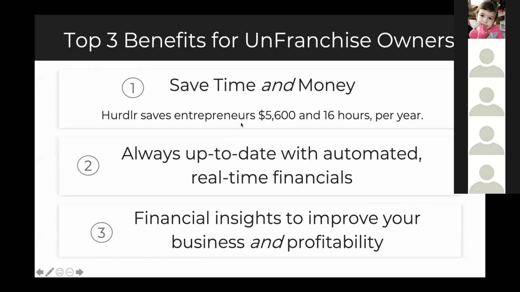So the top 3 benefits overall for unfranchised owners. Number 1 is to save time and money. Hurdlr can save you on average about $5,600 and 16 hours per year. So we're going to talk about time tracking and things that can save you time, and also, of course, how to use this application so that you can maximize the potential tax benefits. That's just an average, the $5,600. Yours might be more or less, but that's certainly more money in your pocket. JR always says that money saved is money earned, right?